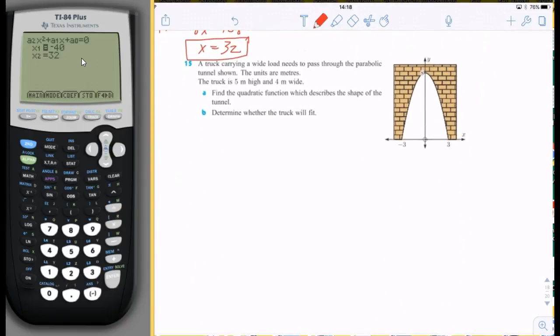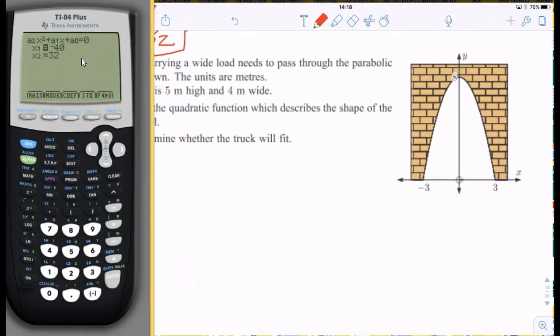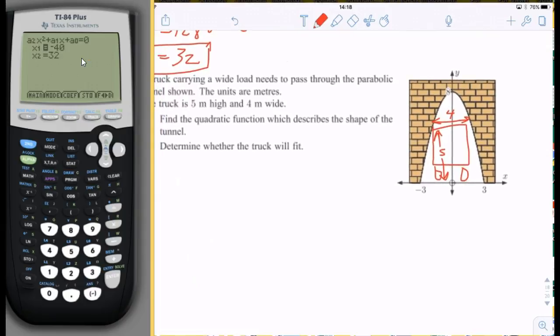Okay, number 15. A truck carrying a wide load needs to pass through the parabolic tunnel shown. The units are in meters. A truck is 5 meters high and 4 wide. So basically what we're going to do is we're going to have a truck going through here, and it is 5 meters high and 4 wide. Okay. Find the quadratic function which describes the shape of this tunnel. Determine whether the truck will fit.